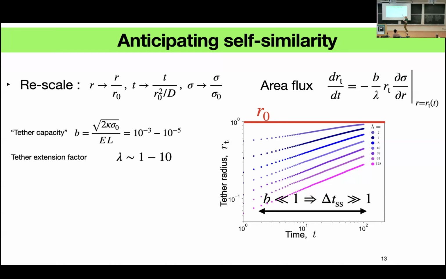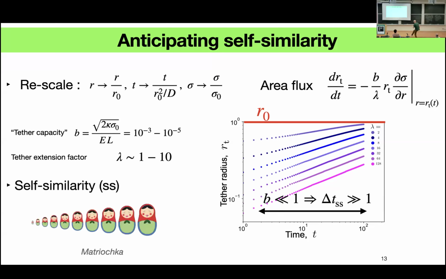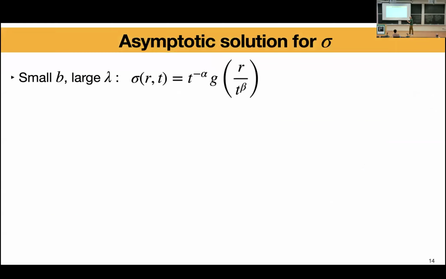So if lambda is very large, we were starting out with a very small radius, and we're going to grow slowly. And as long as we're far away from that red line, we can anticipate that there's going to be some scale invariance and hence self-similarity in the tension dynamics. Okay, I think with this crowd, I don't think I need to talk about self-similarity.